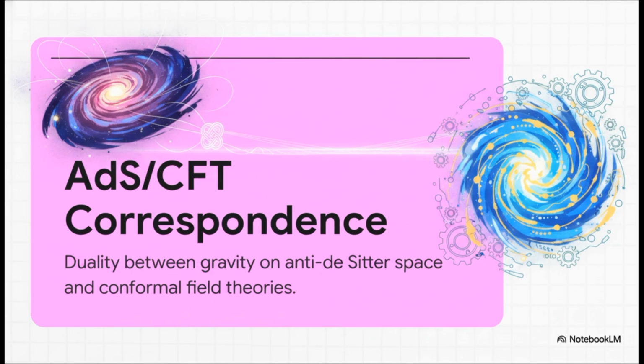The ADS/CFT correspondence is a conjectured mathematical relationship between two very different things. On one side, you have ADS, which stands for anti-de Sitter spaces. Basically, these are geometries used in theories of quantum gravity, usually formulated in string theory. On the exact opposite side, you have CFT, or conformal field theories. These are mathematically well-behaved quantum field theories, really similar to the ones that describe elementary particles.